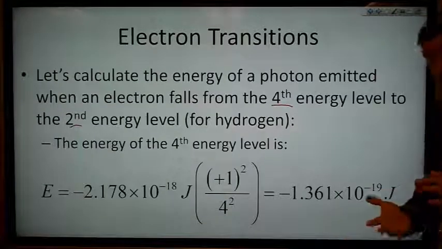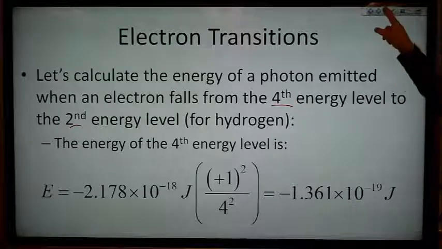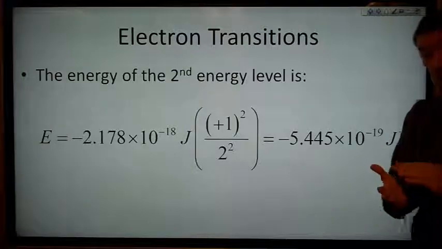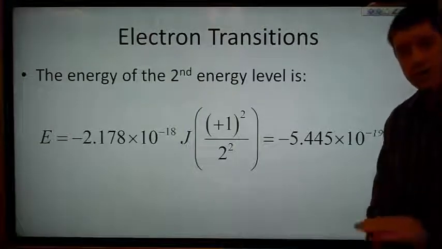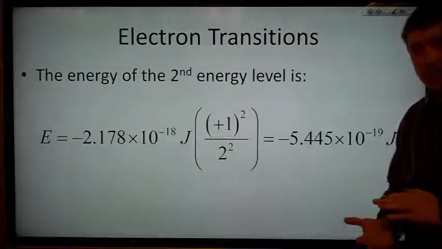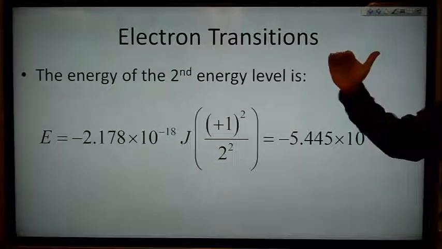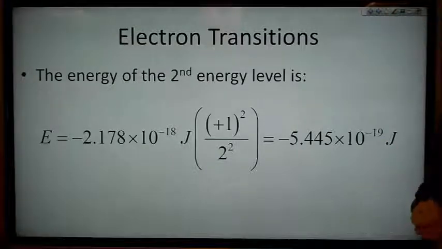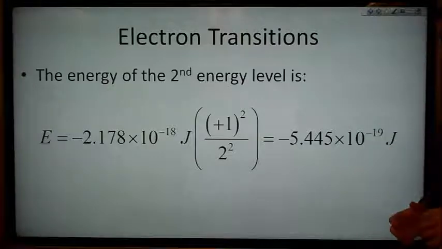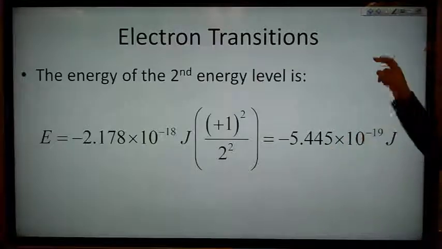It's more negative than this value is, right? This is minus 1 times 10 to the minus 19, and this is minus 5 times 10 to the minus 19. So the second energy level is lower in energy than the fourth energy level. It's a more negative number. It's a more negative energy. So when we go from the fourth energy level down to the second, our electron is going to lose energy. If we go from the second up to the fourth, we have to put in energy to get our electron to go from this more negative to a less negative value.